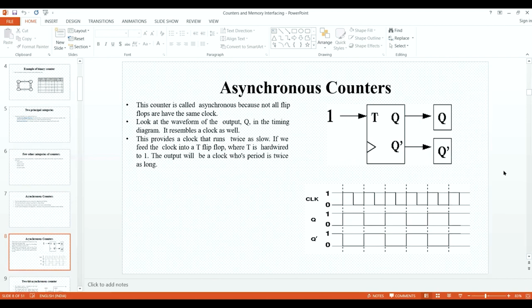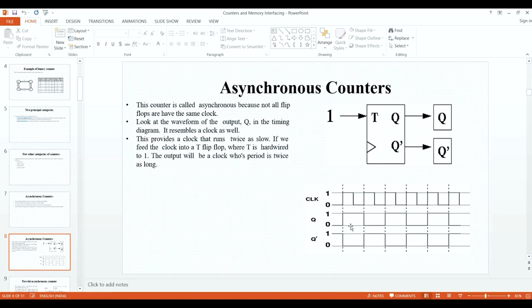The answer is SR. Okay, it's a latch. And we already discussed the difference between latch and flip-flop. So this is your asynchronous counter. As you can see, the output of this is nothing but controlling the input of the other flip-flop. And as you can see in the waveform, you're providing a clock, and the Q and Q bar are shown over there.